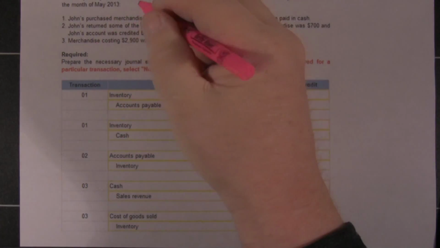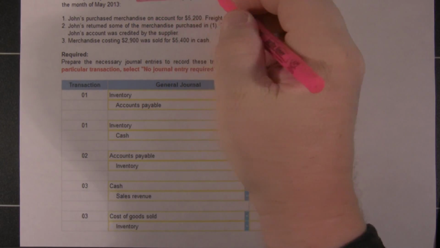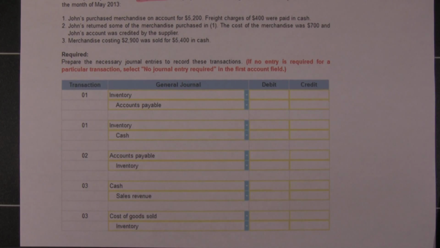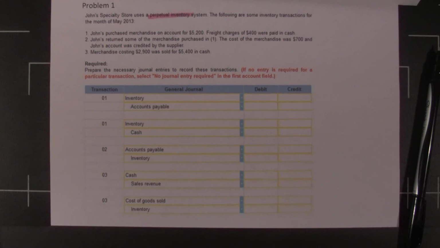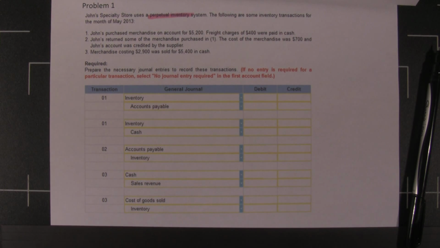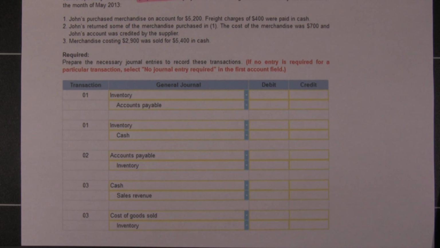So perpetual inventory system means that whenever I get inventory, I debit inventory, credit accounts payable, and when I sell the inventory, I credit the inventory and I debit cost of goods sold. So let's do these transactions.